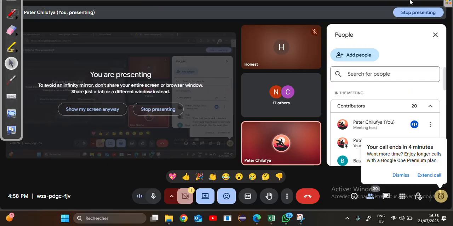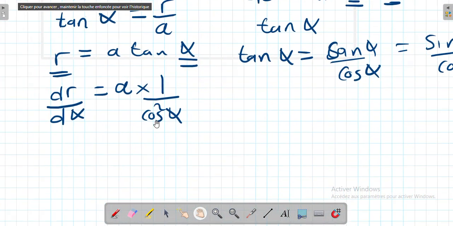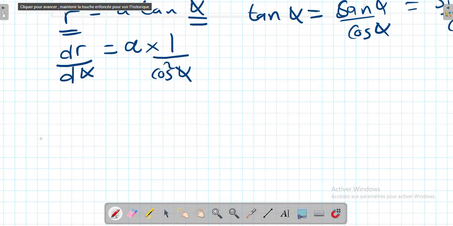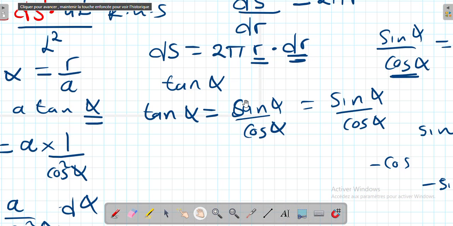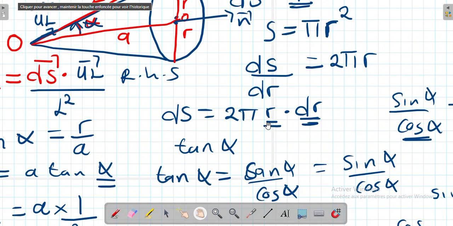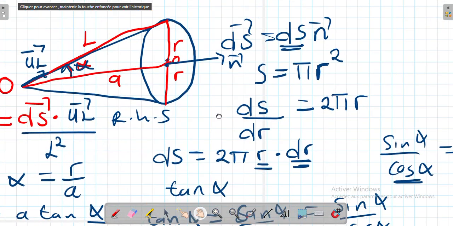How many minutes am I remaining with? 4 minutes. Okay. So guys, don't forget, we're coming back here. So therefore, our dr is equal to a over cos squared alpha, then you multiply by d alpha, because what we want is dr. Don't forget, our objective was to get rid of the radius and dr.